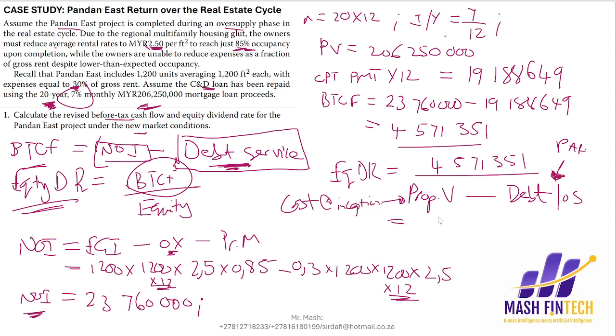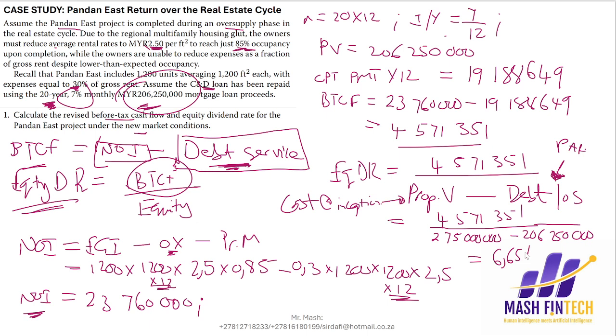Okay, so this is equal to 4,571,351. We divide this by the cost at inception, which is 275 million, minus the par value of the debt, which is 206,250,000. Then if you put these numbers into your calculator, you are going to get the equity dividend rate of 6.65%. So there's nothing new here.